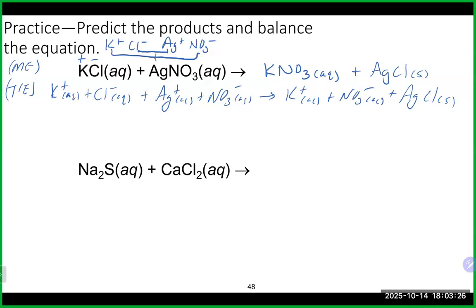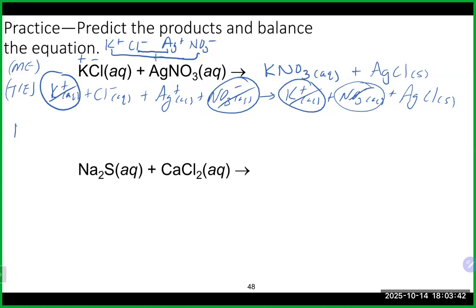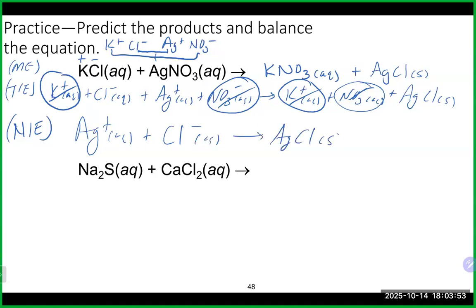Here we can find our spectator ions, so potassium on both sides, identical. Nitrate on both sides, also identical. So those would be our spectator ions. Once again, we're just going to cross out our spectator ions on both sides. And that will leave us our net ionic equation, which would be our silver ion coming together with our chloride to form our silver chloride in this case. Any questions on that particular one there?